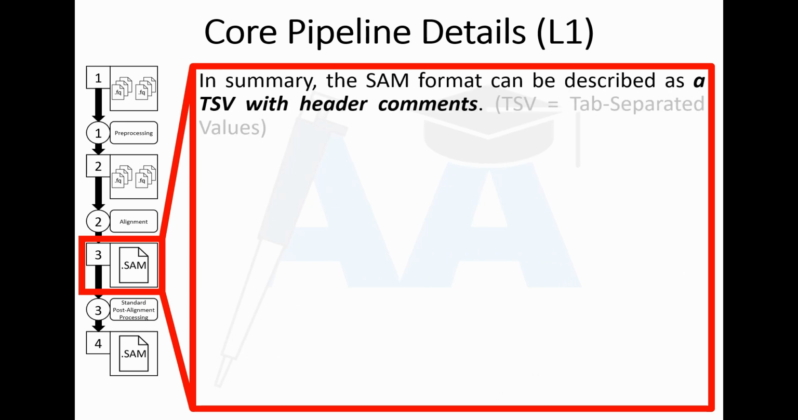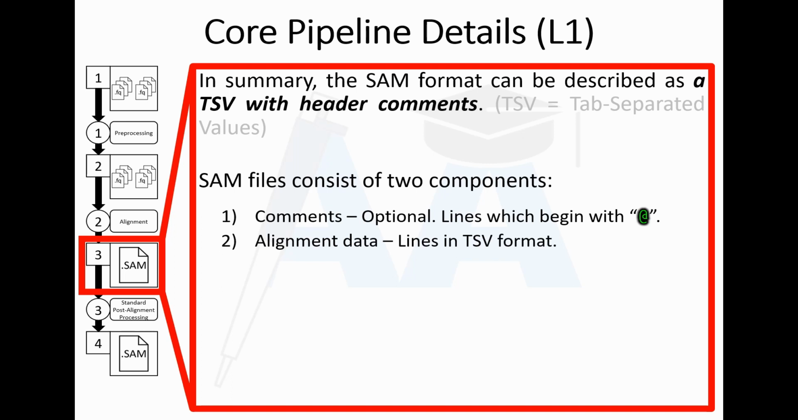The SAM file format can be described as a table with header comments. That is to say, a SAM file consists of two parts, a comments section and a data section. The comments section consists of lines which begin with an @ symbol and are typically used to record metadata such as the details of the alignment procedure, which was used to derive the alignment data.